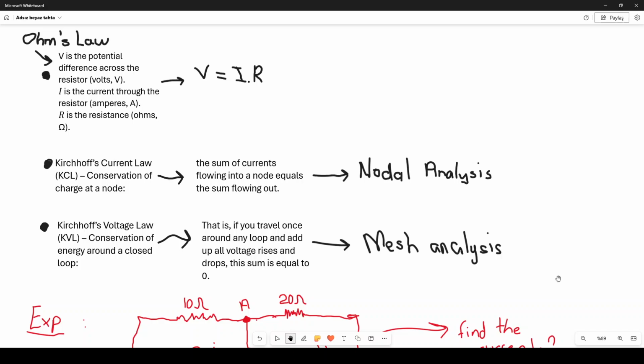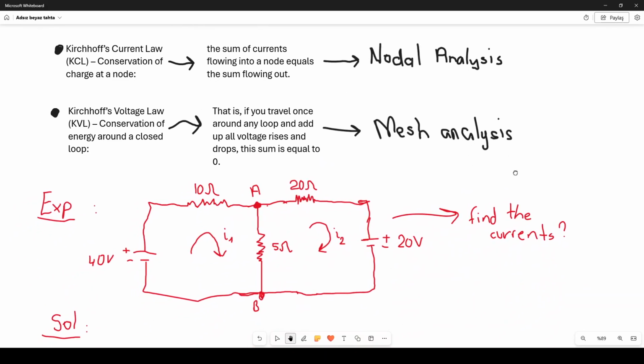Now in this lecture I changed the roles. This time I will apply the mesh analysis technique, and I will show you how we can apply this technique as well. In this way, I need to use Kirchhoff's second rule, which states that we conserve the energy around a closed loop. That is, if you find the algebraic sum of the voltage rises and drops in a given loop, then it must be equal to 0.